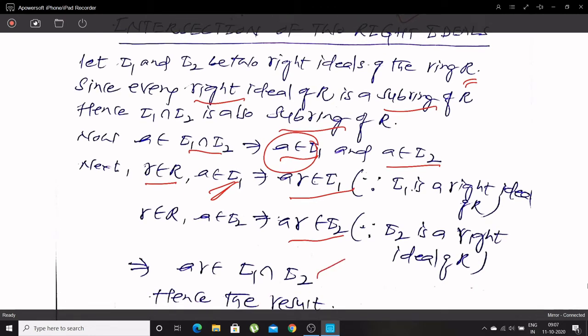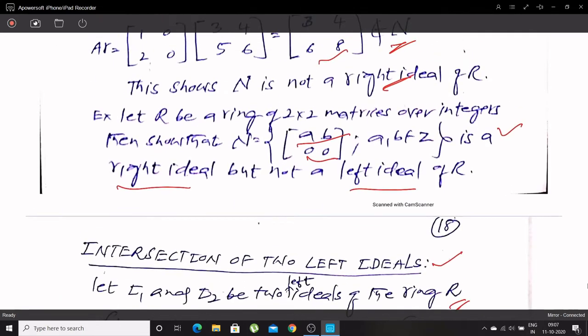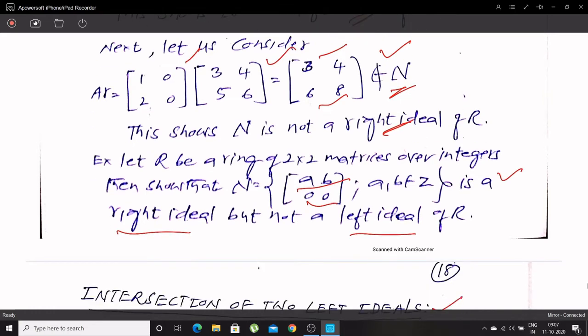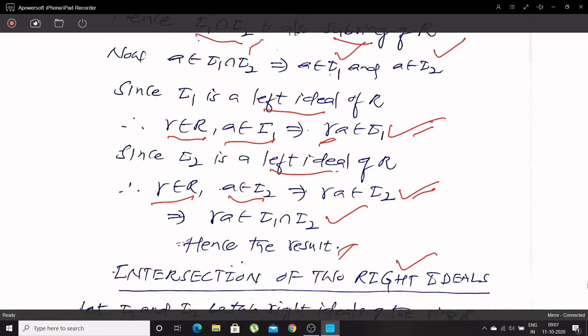To check whether it is a left ideal or not, we have to take an example. Take the same example which I solved earlier, but the only thing is we have to take A as the matrix with 1 2 in the first row, 0 0 in the second row, and 3 4 5 6 as it is. Check it, you'll get the answer. That means this example is a right ideal but not a left ideal.